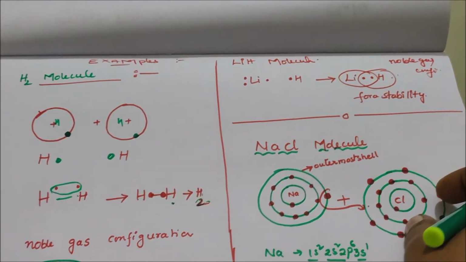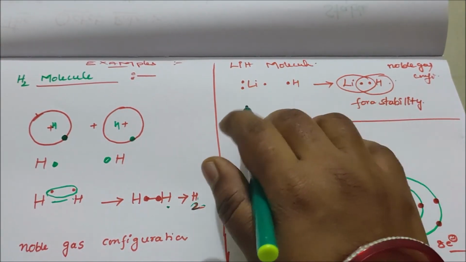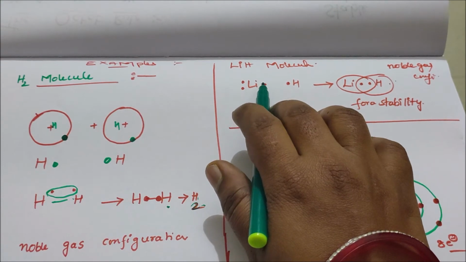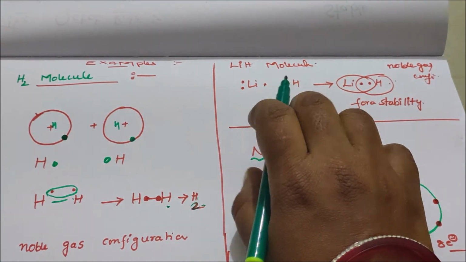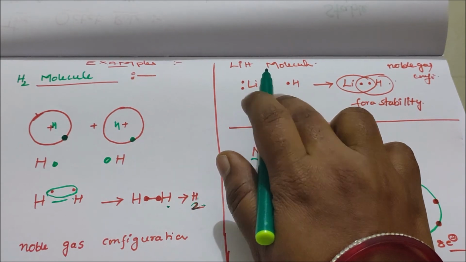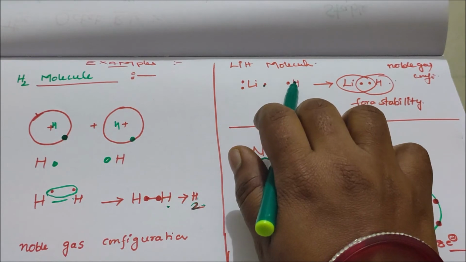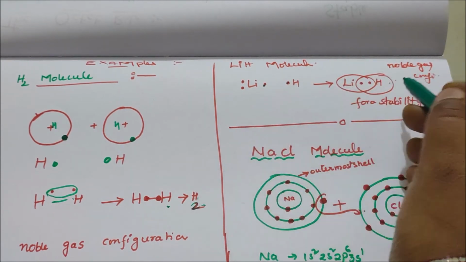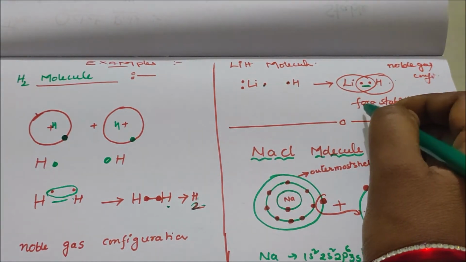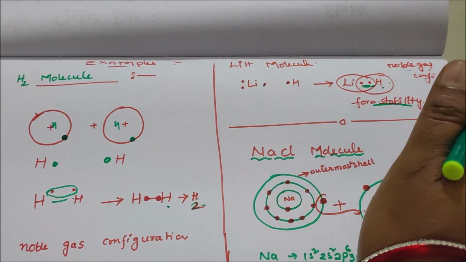For example, look at the LiH molecule, lithium hydride. Lithium has 1 unpaired electron in the outermost orbit, and hydrogen has 1 unpaired electron. For better stability, they bond to attain the noble gas configuration, forming the LiH molecule.